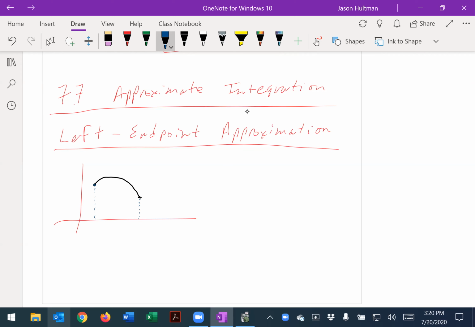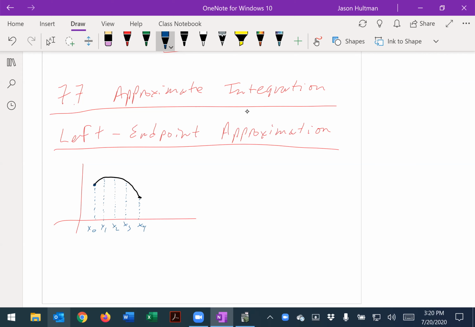So if I break this up into, okay, we call this x of 0. I want three equal divisions here. 1, 2, and 3. Okay, that's not too bad. It's not gonna be perfect. Okay, so this is x of 1, x of 2, x of 3, and x of 4.